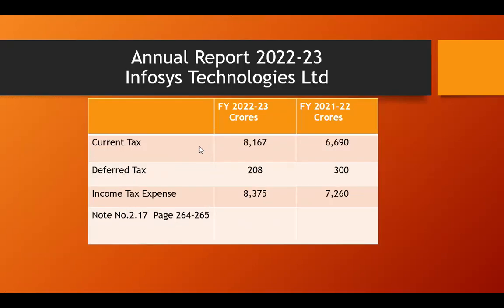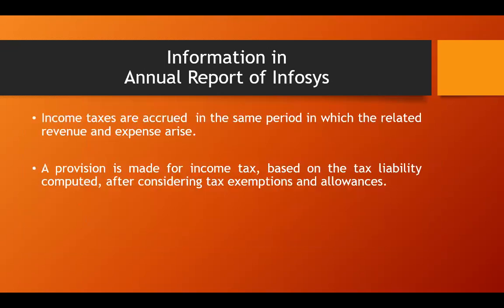This is shown in the Infosys Technologies balance sheet, profit and loss account. Current tax 8,167, 21. This is 6,690. Deferred tax is 208,300. Income tax expense. This is the page number, and like this it is shown. So when they are showing deferred tax in the profit and loss account like this, we have analyzed how the deferred tax is calculated, how it arises in the financial statements. This is the information given in the annual report of Infosys.